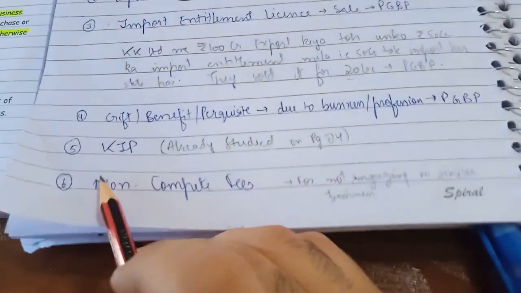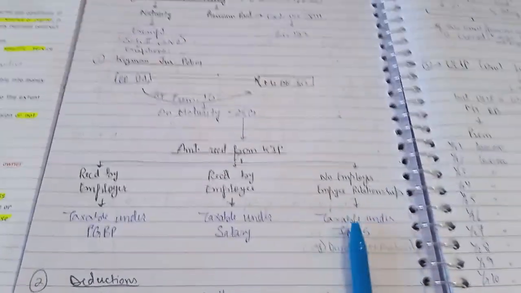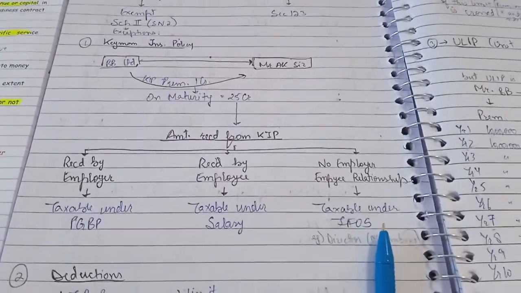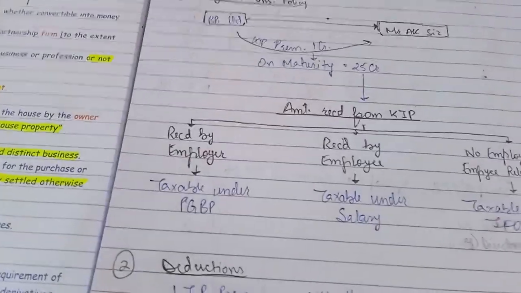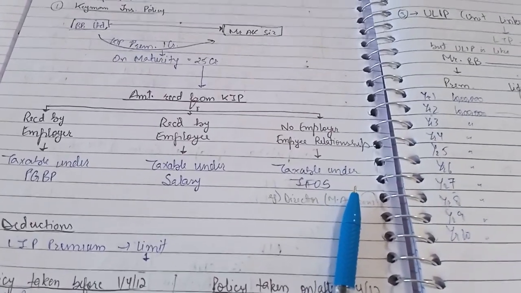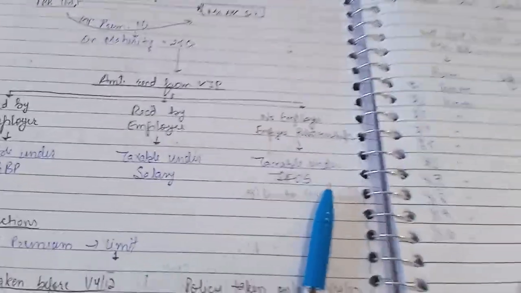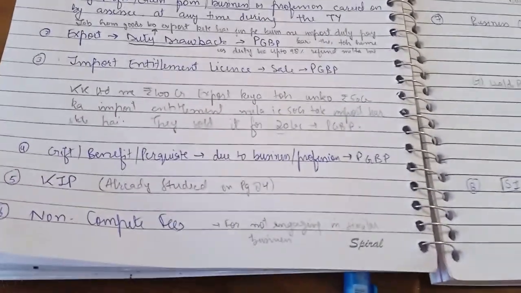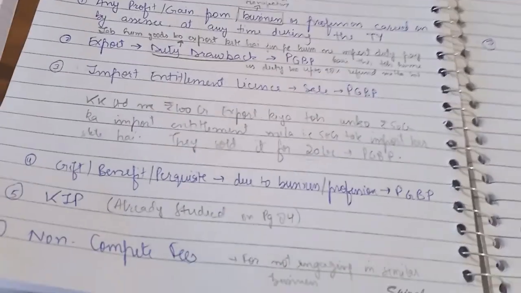And then we have key man insurance policy. This provision I had already studied in the previous chapter, where when an amount is received on maturity of a key man insurance policy, if it's received by the employer, it's taxable under PGBP. If it's received by an employee, it's taxable under salary, and if it's received under no employer-employee relationship, then we tax it under IFOS. So the amount received on maturity of the key man insurance policy, when it's received by the employer, the businessman, it's treated as profit under the head business income.